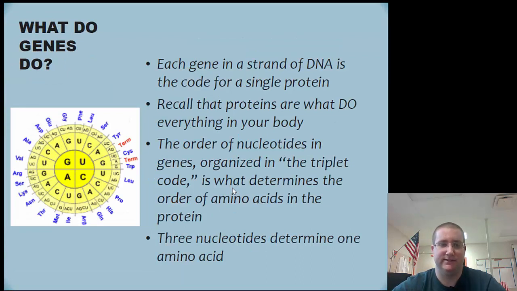And basically, the main point of what we're dealing with is that you read nucleotides off in groups of 3 in each gene, and that codes for a specific amino acid, which then creates a specific protein, which then does a specific function.